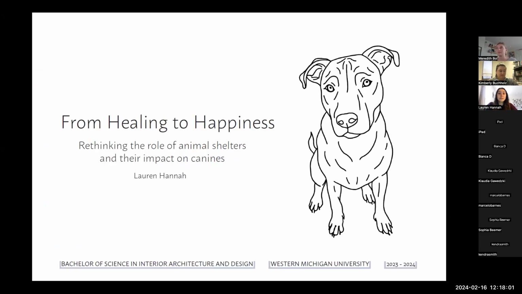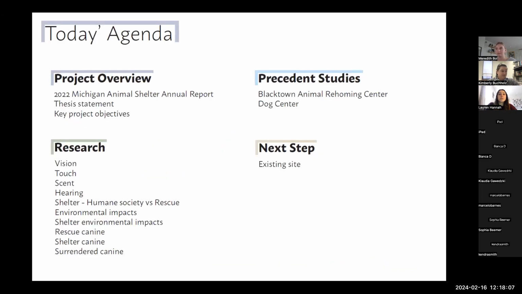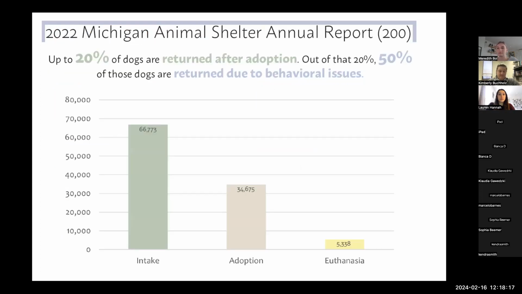So mine is from Healing to Happiness, Rethinking the Roles of Animal Shelters and Their Impacts on Canines. So going into today's agenda, I'm going to go over the project overview, the research that I did all last semester and some of the precedent studies, and then my next steps of what I've been working on this semester so far. So starting off, I just want to draw attention to why this is an issue and why I'm very passionate about this topic.